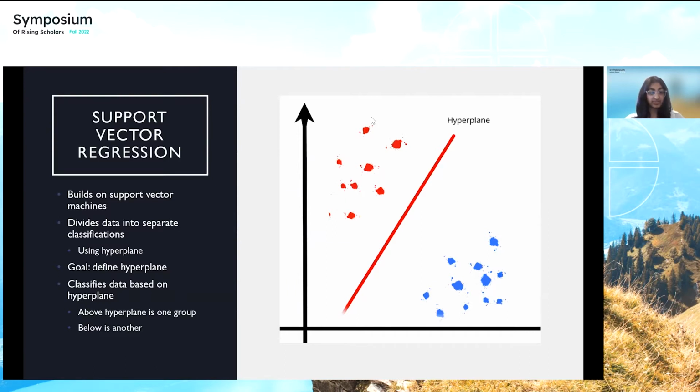If you look at the image to the side, you can see that there's a line, the hyperplane, that divides the red dots and the blue dots. The red and blue are different classifications. The goal of SVR is to define that hyperplane that correctly splits the data of any classification. Once the hyperplane is defined, the support vector regression algorithm uses that hyperplane to classify unknown data points. If the data point resides above the hyperplane, then it's one classification. If it's below, it's another one.